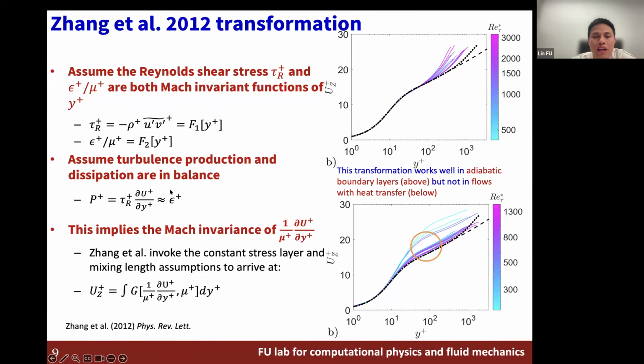So with all these conditions together, they derived a so-called Mach invariant function of this new non-dimensional mean shear, which you can see is not density weighted; instead it is a viscosity-weighted non-dimensional mean shear. They also do integration from the wall to the far field, and you get the transformed velocity scale. We call it the Jones transformation. And actually, it also works well in adiabatic boundary layers. But for boundary layers with heat transfer, you get a strong deviation in the logarithmic regime.